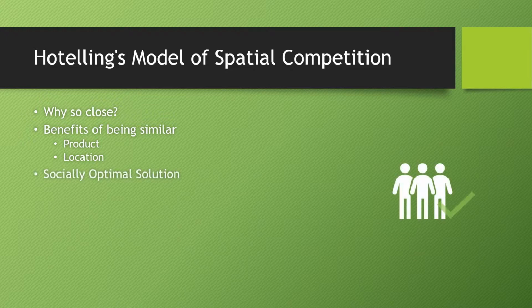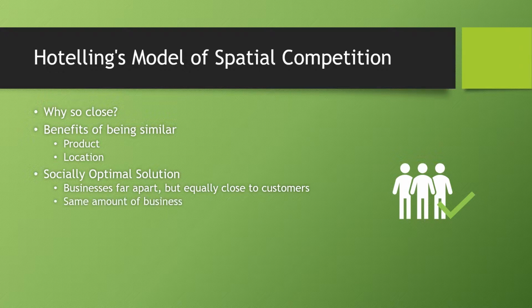With socially optimal solutions, similar businesses would be located a good distance apart, but equally close to their customer base. This is the best solution for both the businesses and the customer. They'll receive the same amount of business and are more conveniently accessed by the customers they're now closer to.